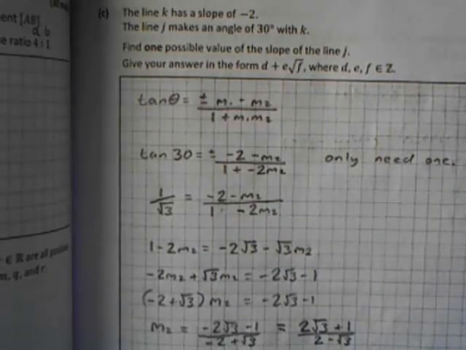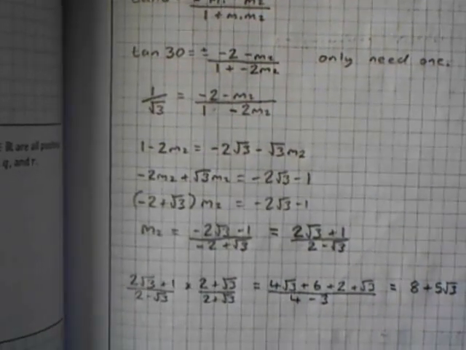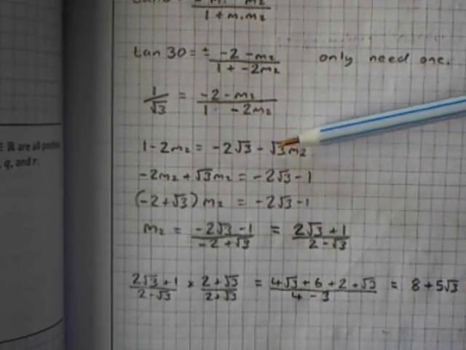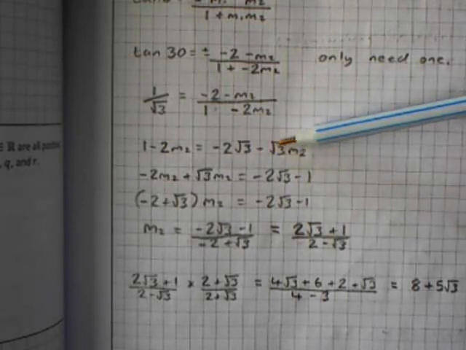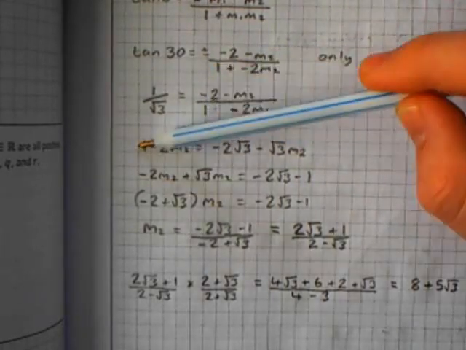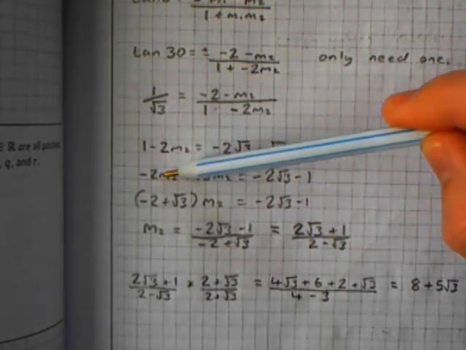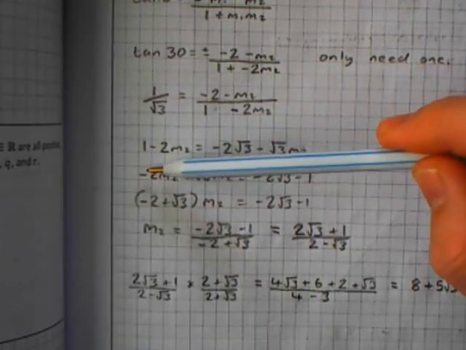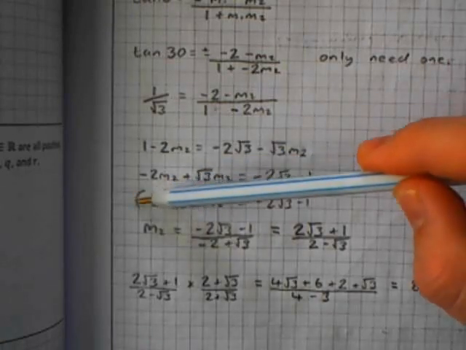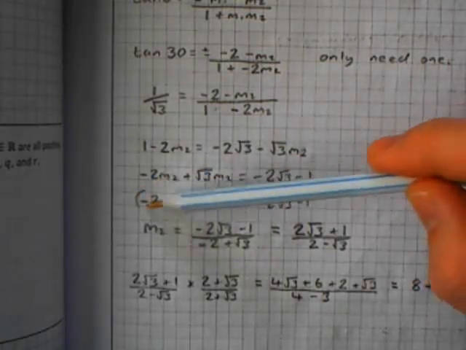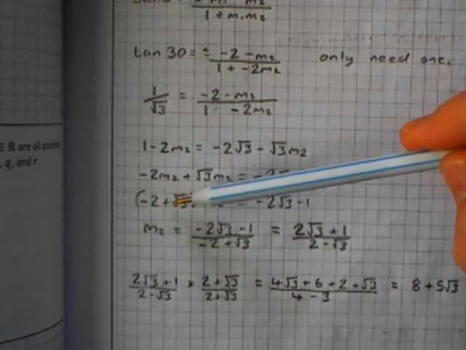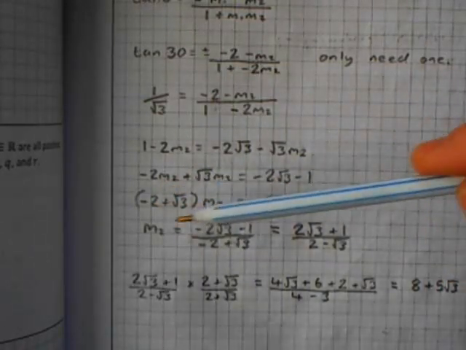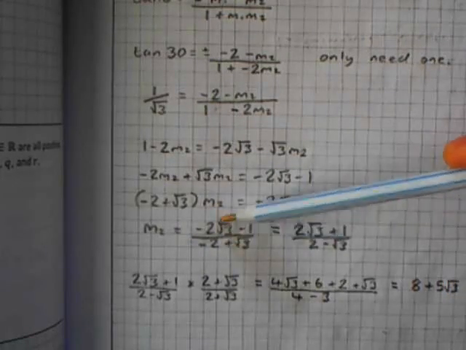Right, I'll just move my page down. Okay, so we're here. We need m2, so we're going to put the m2s on the same side. So this minus root 3 moves over here, and this 1 moves over here. So this is what we've got. Then we've got both m2s together. You've got the minus 2 and the root 3. They're going to be put together like this in front of the m2. Then we're going to bring this down and divide, because it's multiply. That gives us the value of m2. So this is what we've got.